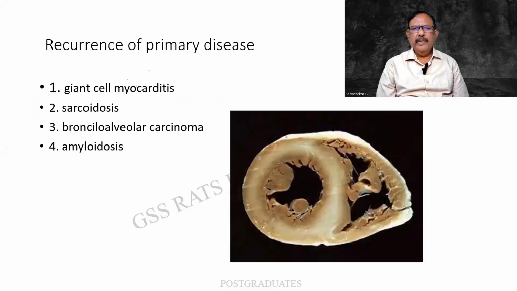Recurrence of the primary disease I had mentioned. After all, it is for the primary disease that a transplant is being done. It can be a giant cell myocarditis, a sarcoidosis, bronchial or alveolar carcinoma, and amyloidosis. Amyloidosis: you find that it is pale with an increase in the organ, rather homogeneous. That is how it appears in the slide also. Pale eosinophilic homogeneous extracellular material.